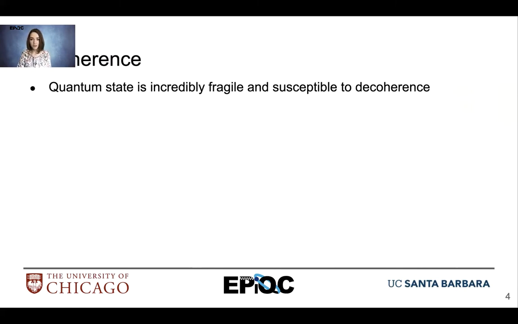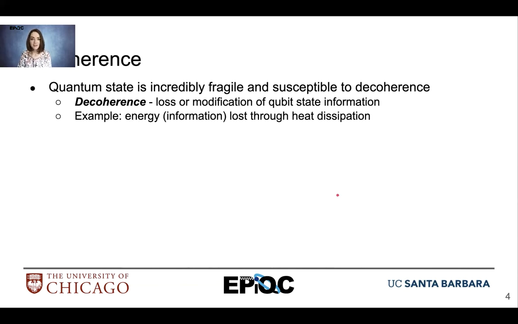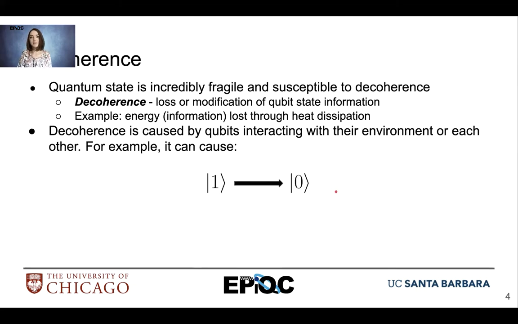Quantum state within our qubits is very fragile, and it's highly susceptible to accidental interactions with its environment, or even accidental interactions with other qubits. So decoherence is the loss or modification of qubit state information that is accidental. We can think about this in terms of energy lost through heat dissipation. Some of that energy that we might have, maybe heat, is lost to the environment. So decoherence causes state change.